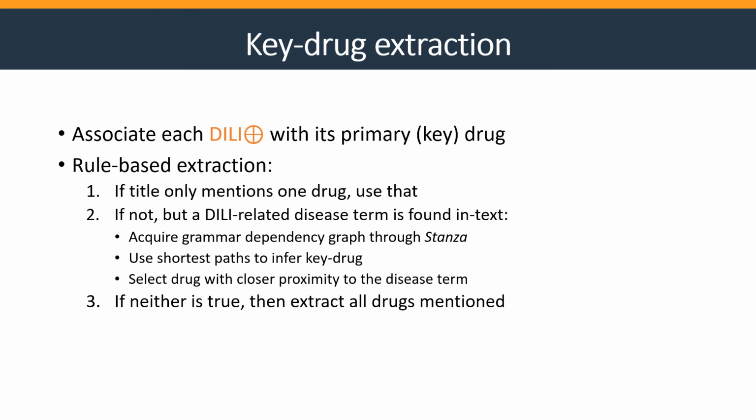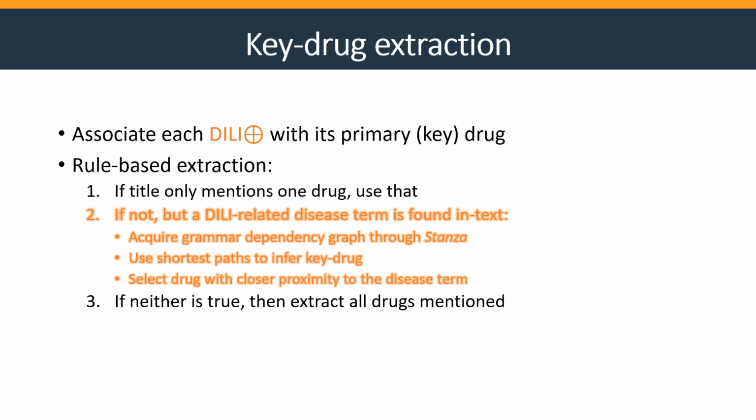Then the last aspect of this work has to do with the Key Drug Extraction step that we do. Here we want to associate each DILI-positive paper with the drug that it refers to. And in order to do that, we use a rule-based extraction system. During the first step, we take a look at the title, and if there is only one drug mentioned there, then this is the drug that we extract.